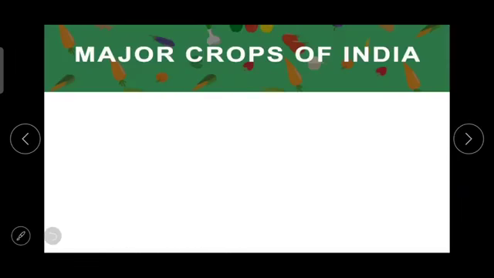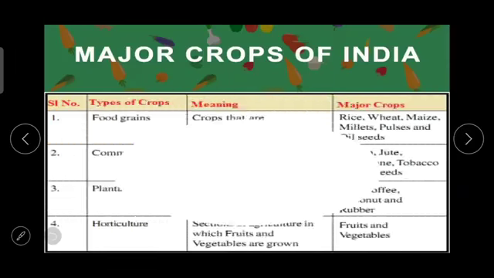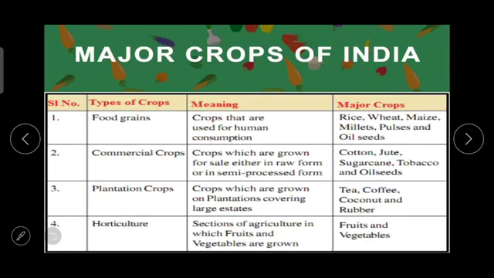Now, if we talk about the major crops of our country, the first thing we have to understand is that agriculture is practiced in different seasons in India and many varieties of crops are grown. If we talk about food grains, these are the crops used for human consumption, which include jowar, wheat, rice, pulses and oil seeds, which are mainly produced.